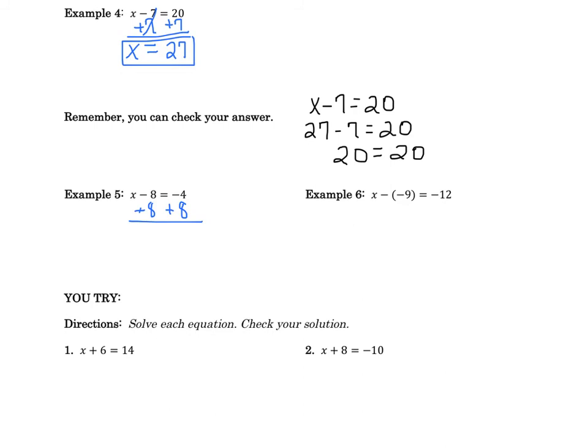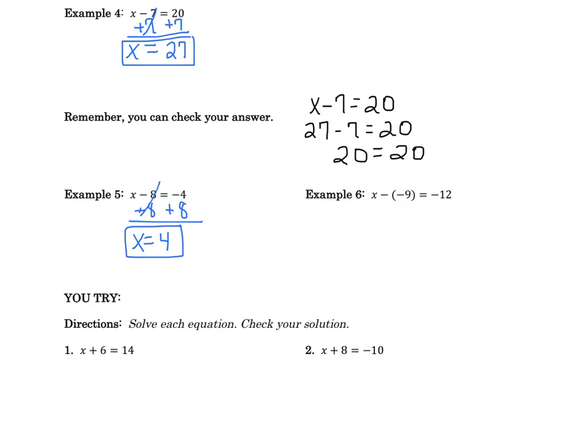Negative 8 plus 8, that cancels out. Bring down your x, equals. And then negative 4 plus 8, different signs, subtract and keep the sign of the higher number. So 8 minus 4 is 4, and the higher number is 8. Therefore, your answer is x equals 4. And that is your answer.